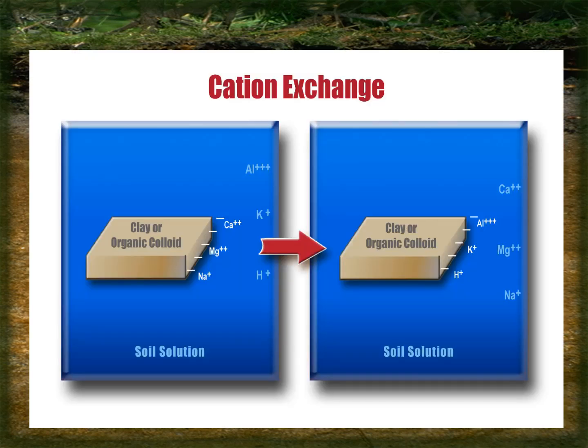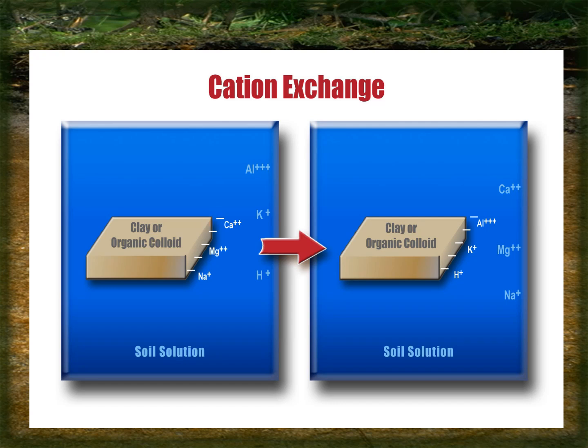So if you were to look at this on a soil solution scale for a clay organic compound, if you look on the left, you'll notice that we've got 1, 2, 3, 4, 5 negative charges, and associated with those 5 charges are a calcium, a magnesium, and a sodium. The sum of those charges is 1, 2, 3, 4, and 5. So those 5 negative charges are occupied by those 5 equivalent positive charges.